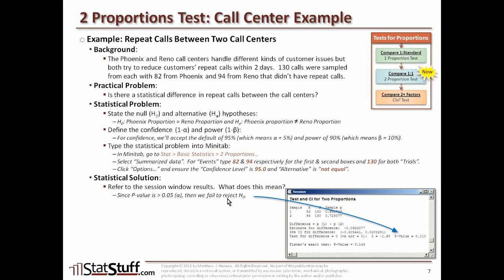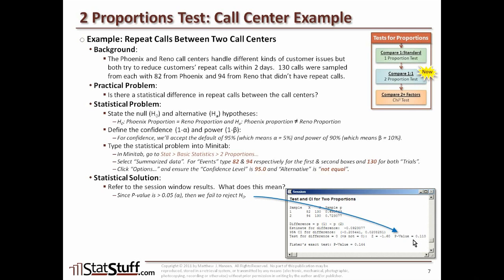By saying we're failing to reject it, we're also saying that we are going to accept the null hypothesis, which means we're stating that the Phoenix proportion is equal to the Reno proportion. There doesn't seem to be any statistical difference between the two of them. Even though on the surface it looks like there's a clear difference between an 82 and 94, statistically this is proving there's an 11% chance of being wrong if we were to claim that they were different.